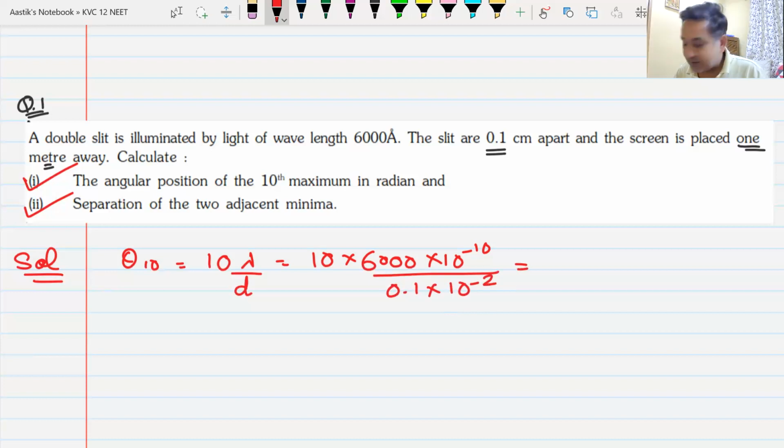I think you are getting the answer as 6 into 10 raised to the power minus 3 rad. Yes or no? Yes, sir.